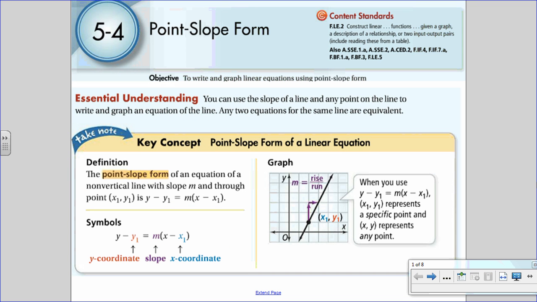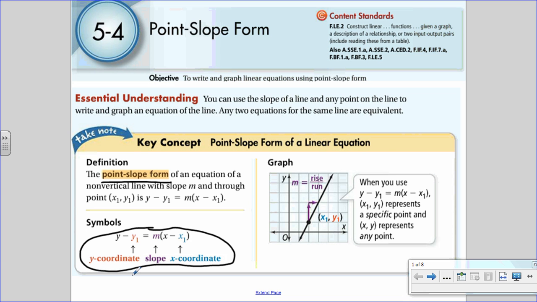Okay, this is Chapter 5, Section 4. This is dealing with point-slope form. So our objective is to write and graph a linear equation using point-slope form. This is just another form, different from slope-intercept. What we want to make sure that you get down is point-slope form, and this equation right here.